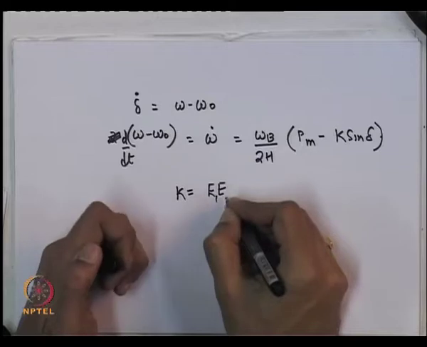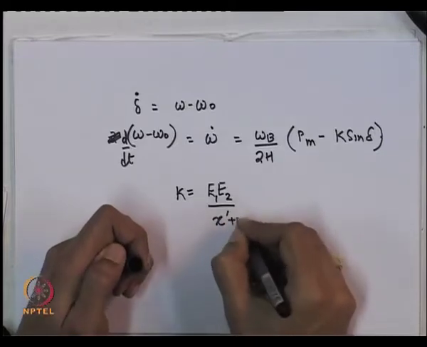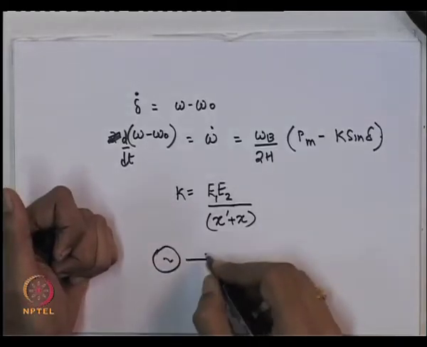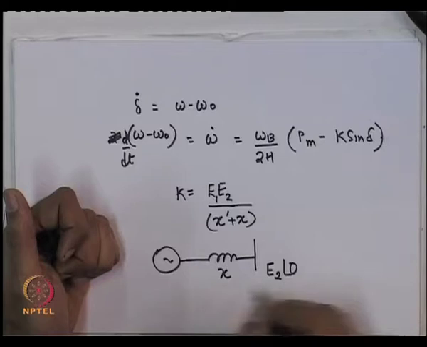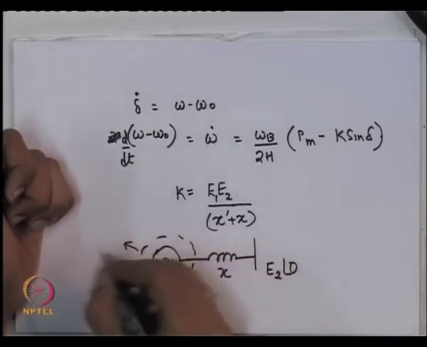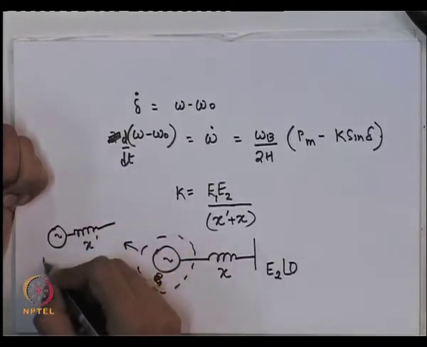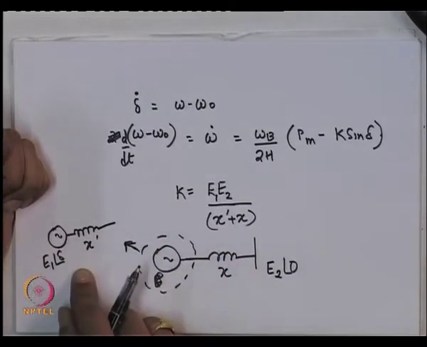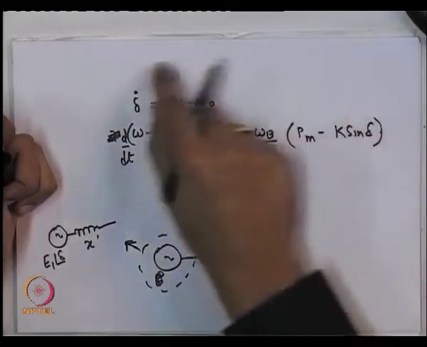This is the internal voltage of the synchronous machine times the infinite bus voltage divided by the reactance. So if you have a single machine connected to an infinite bus E 2 angle 0 and this is E 1, this is a synchronous machine which is modeled as an internal voltage behind a reactance. So this is our synchronous machine. This is E 1 angle delta, the internal voltage, this is the rotor angle, and x dash is the transient reactance. So these are the swing equations.